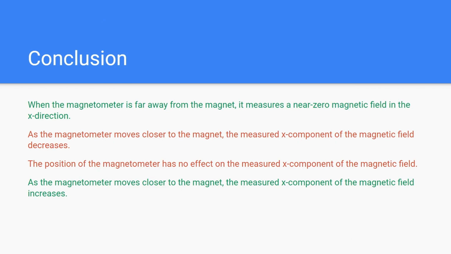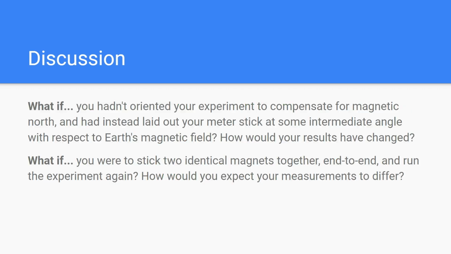So our conclusions. These were different statements to say if they were true or false given the experiment. When the magnetometer is far away from the magnet, it measures near zero magnetic field in the x direction, that's true. But the next statement, as the magnetometer gets closer to the magnet, the measured x field decreases, was false, as the field increased. The statement that the position of the magnetometer has no effect on the measured x component of the magnetic field was also false. But as the magnetometer moved closer, the magnetic field increased, that was true.